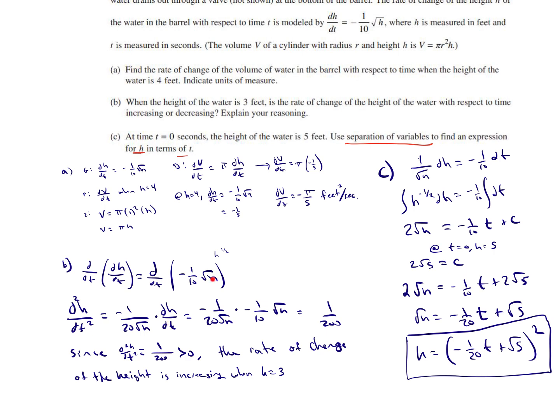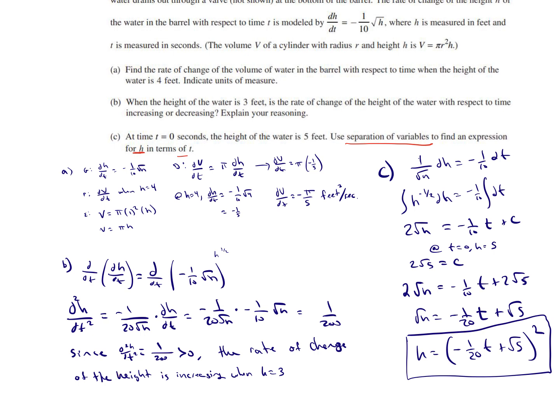Don't forget chain rule. So you can do the whole h to the 1/2, h to the negative 1/2 gives me that, but times dh dt, which we have, it's negative 1/10 root h. And then we are also given height is 3 feet. Well, actually, look at that. The root h cancels, so the negatives cancel. We just get 1 over 200. So everywhere, this is positive, barely, but it's positive. It's greater than 0, so the rate of change of the height is increasing.